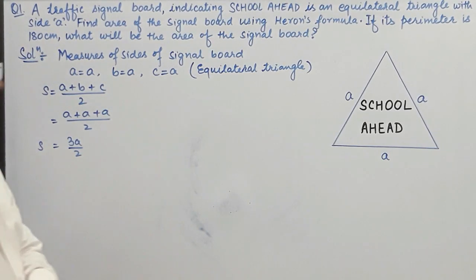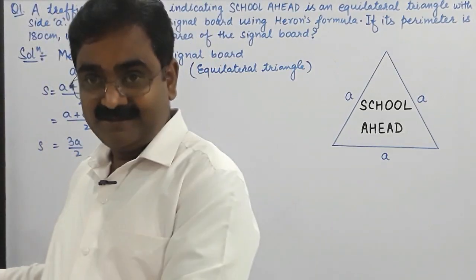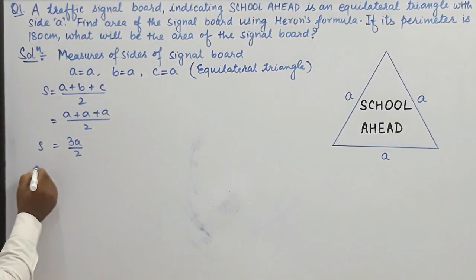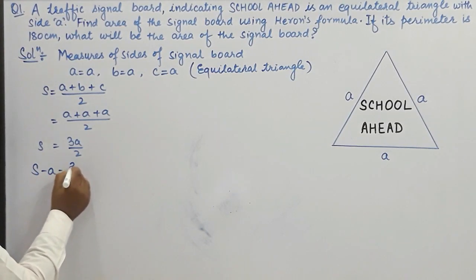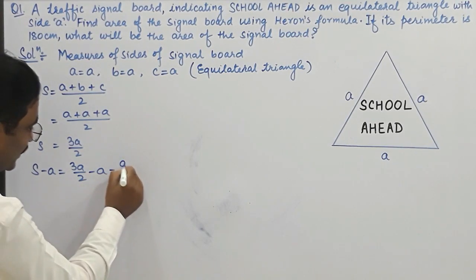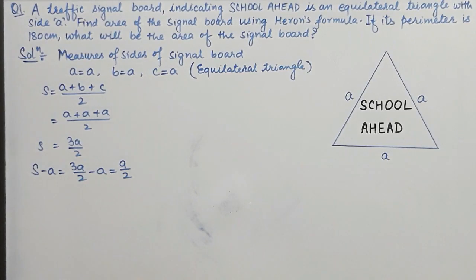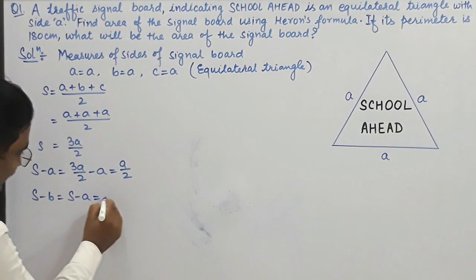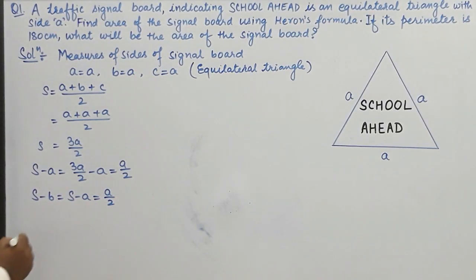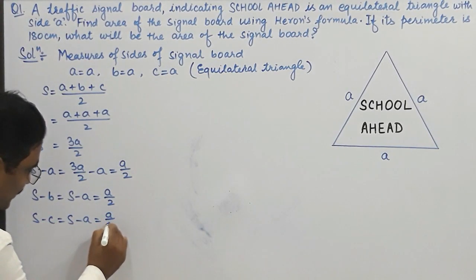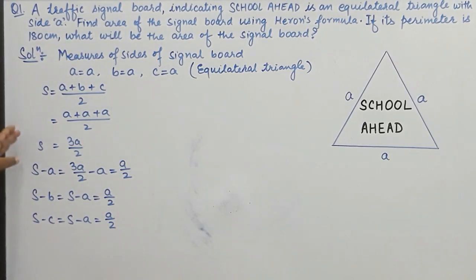After that, for the Heron's formula, we need S, S minus A, S minus B, S minus C. So let us find out those values. S minus A means 3A by 2 minus A, that is equal to A upon 2. Right? Again S minus B find करना है. So S minus B is also A by 2. And third, S minus C is also equal to A by 2. So अभी इन तीनों की वैल्यू आ गई.